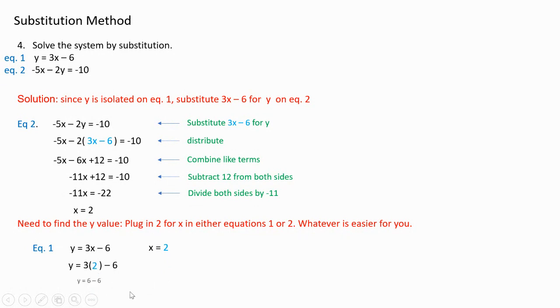So 3 times 2 is 6. 6 minus 6 will give us a 0. So you see, guys, we get the same answer as before. X is 2 and y is 0. So that's my solution. And again, it's a consistent, independent system.